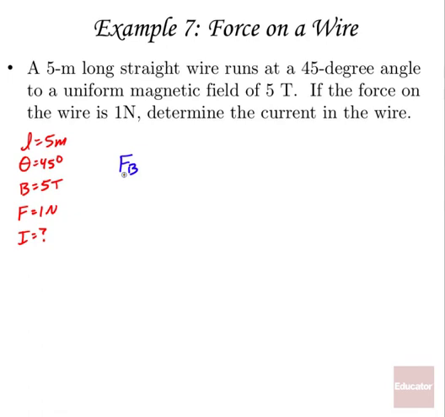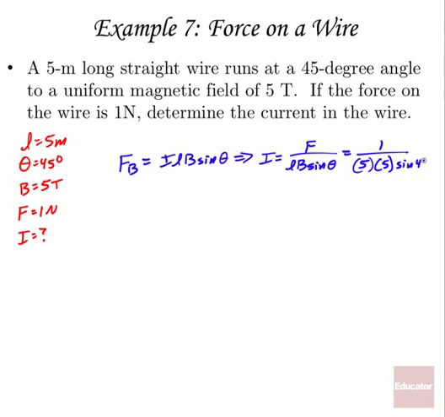The force on the wire, F_B, is equal to I L B sine theta. We're looking for current, therefore current is going to be the force over L B sine theta, which is going to be 1 Newton over 5 meters, our 5 Tesla field, and the sine of 45 degrees, which is going to be square root of 2 over 2. Therefore, our current is about 0.0566 amps, or 56.6 milliamps.